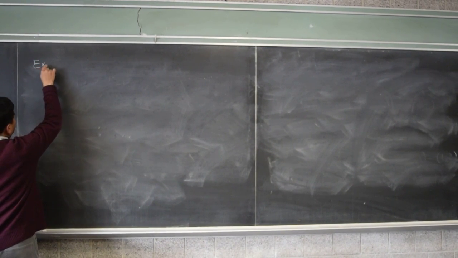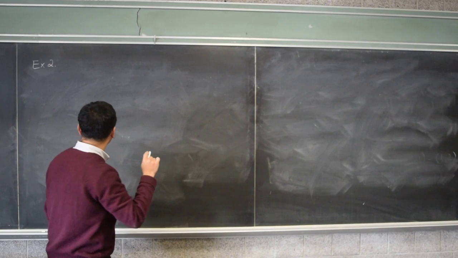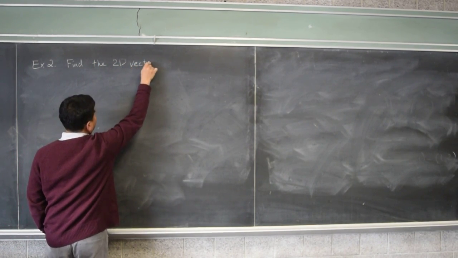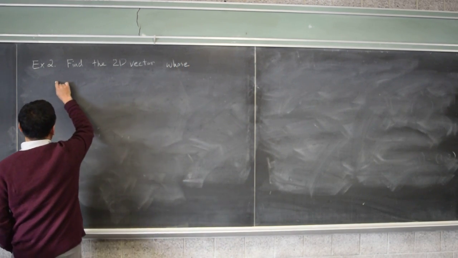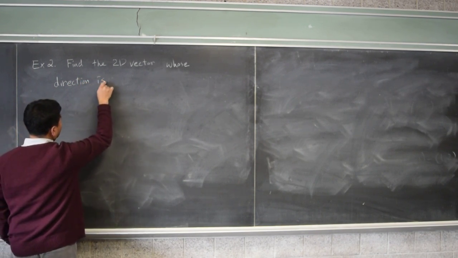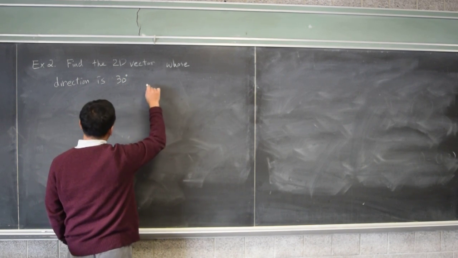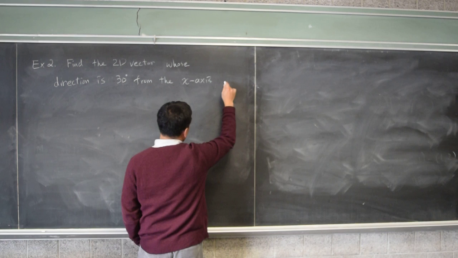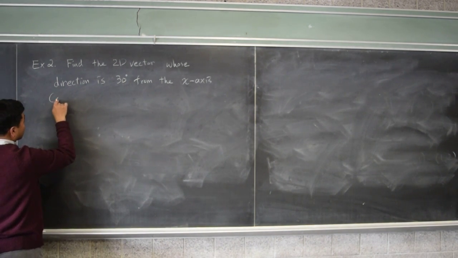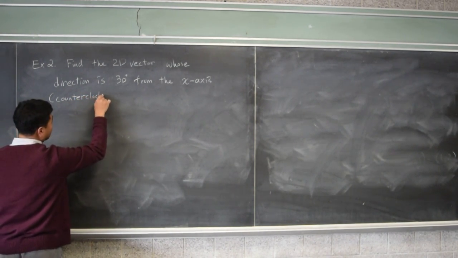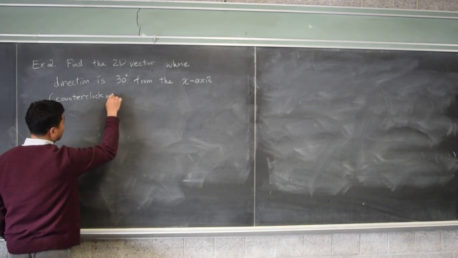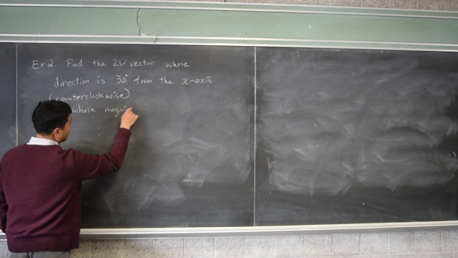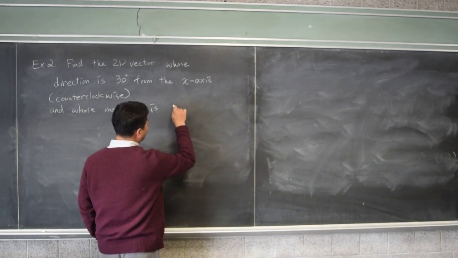Okay, let's think about the following example. Find the two-dimensional vector whose direction is 30 degrees from the x-axis, counterclockwise, and whose magnitude is 6.